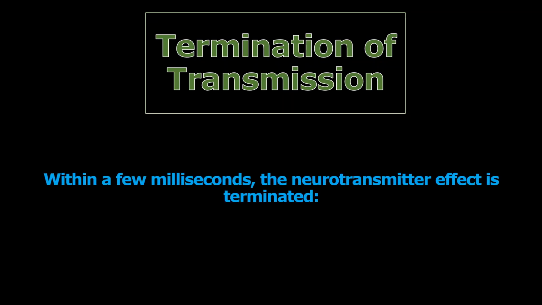And of course, at some point, you want the transmission to be terminated. You want the end of it to happen. You don't want to have continuous transmission. You want it to stop. So within a few milliseconds, of course, neurotransmitter effect is terminated by a variety of mechanisms, such as enzymes like we talked about with acetylcholinesterase breaking down acetylcholine. So we can have just natural degradation by enzyme.